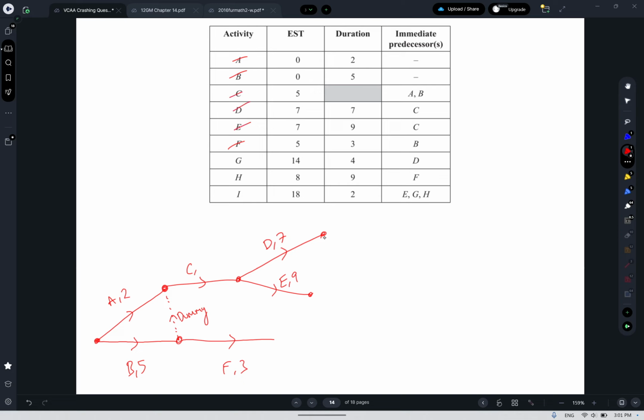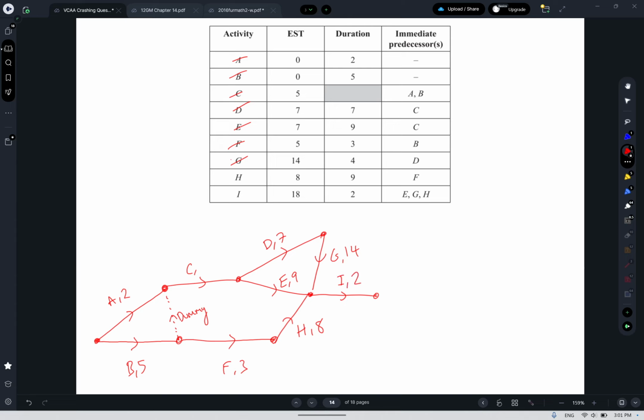G comes after D, and it's going to meet up here. So G is going to go this way. G has a duration of 14. H comes after F and also meets at that point. So we've got H with a duration of 8, and then from here I've got G, H, and E all meeting for activity I, which is going to be this one here with a duration of 2.